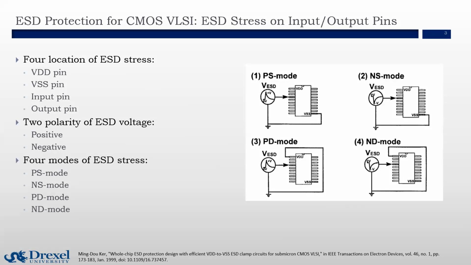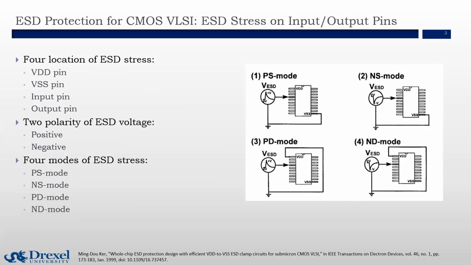So let's first start from the ESD protection for CMOS VLSI, or ESD stress on input and output pins. In these stress modes, we can have 4 different locations of ESD stress, applied on VDD pin, on VSS pin, on input pin, or on the output pin. And there are also two polarities of ESD voltage, positive or negative.